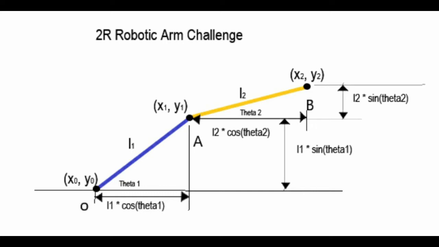Joint 1 has X and Y coordinates of 0, 0. The angle of joint 1 is denoted by theta 1. Joint 2, denoted by a capital A in this picture, also rotates. Joint 2 has coordinates x1, y1. Angle of joint 2 is theta 2. The end joint, which we typically call the end effector, is denoted by x2 and y2. This is where the tool will go.